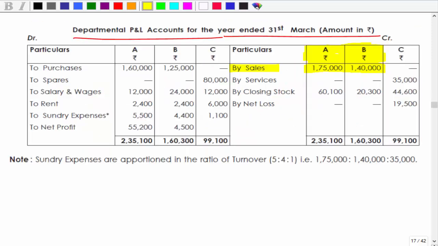So let us not put it across sales. So in that place we'll have it as nil. Then we'll say buy services, which is applicable only for department C, 35,000. So for A and B it is hyphen or nil. Okay. So in this way we have captured the top lines of all the three departments. Okay. Now let us capture their expenses also.